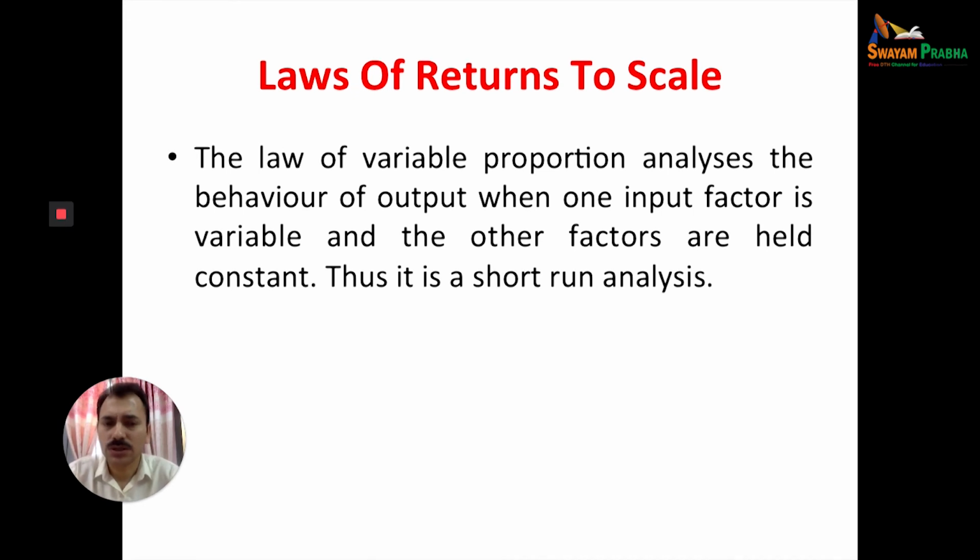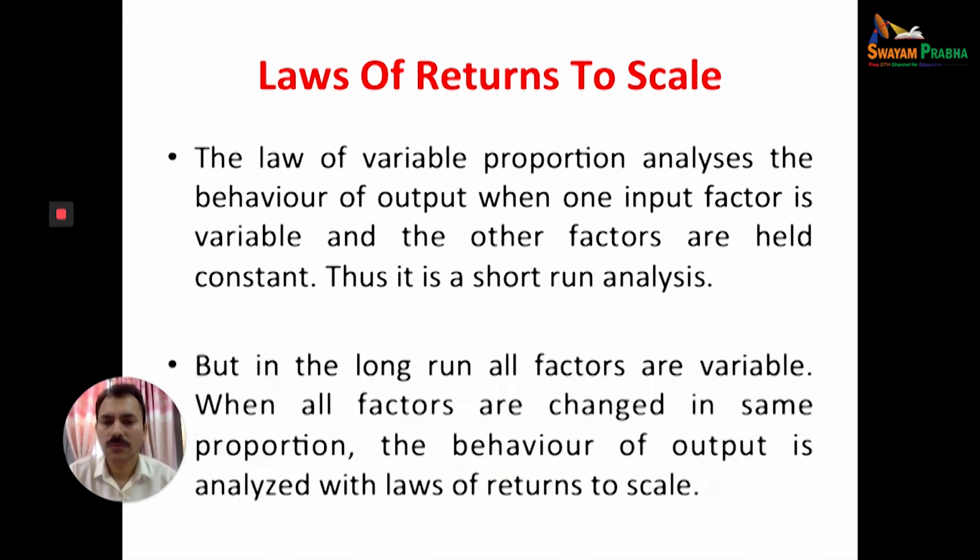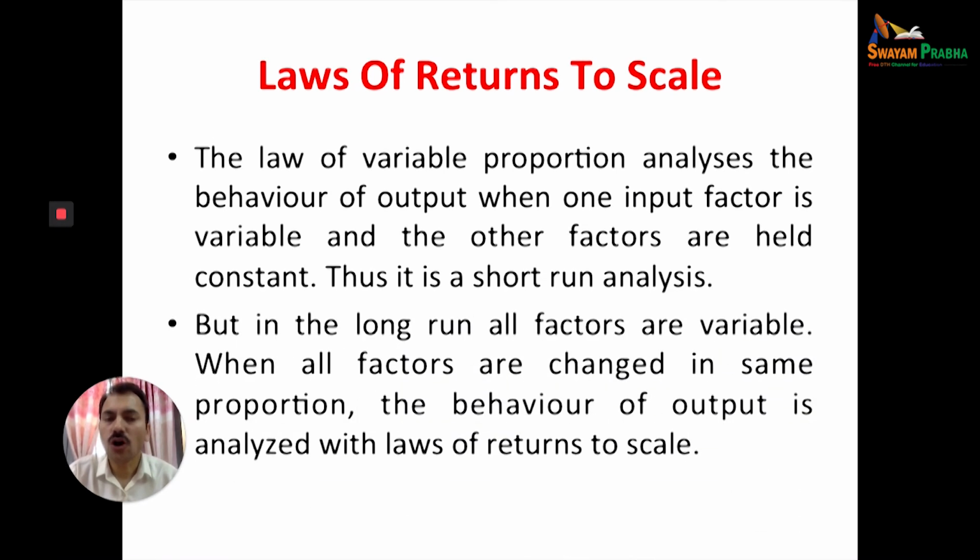The law of variable proportion analyzes the behavior of output when one input factor is variable and other factors are held constant. Thus, the law of variable proportion is applicable in the short run. But in the long run, all factors of production are variable. When all factors of production are changed in the same proportion, the behavior of output is analyzed with the help of returns to scale. When all factors of production vary, then the law of returns to scale is applicable.